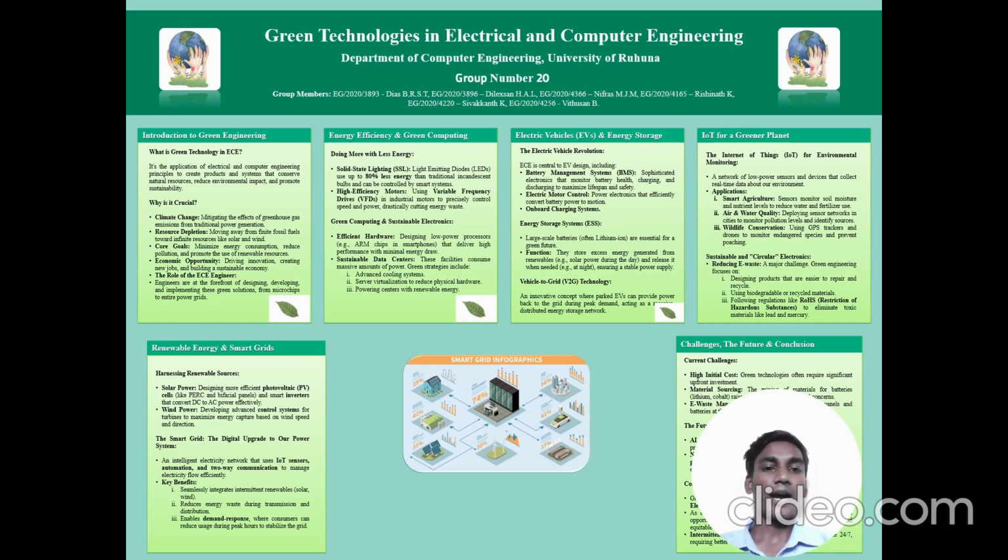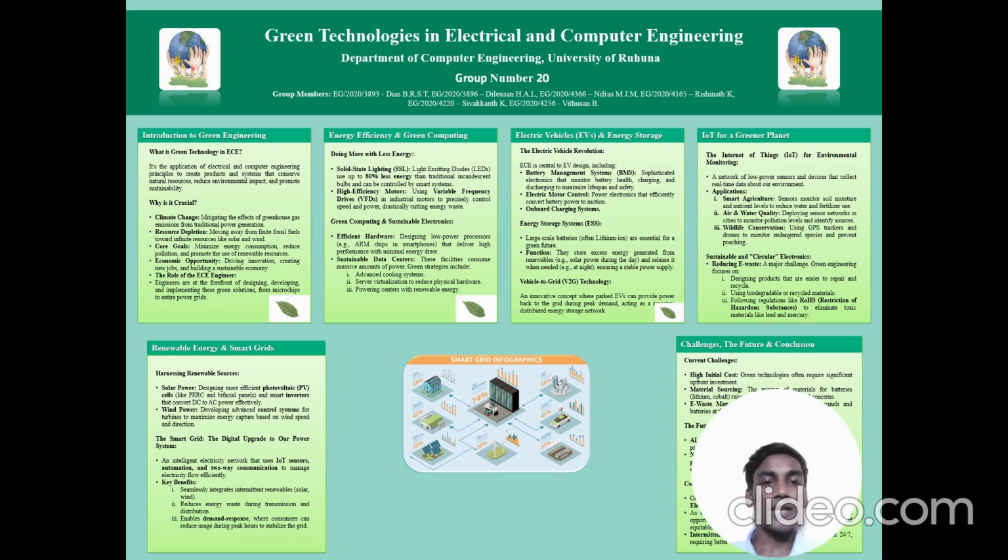In wind power, advanced control systems help turbines adjust to wind speed and direction, so they can generate the maximum energy possible. Now, to manage all this clean energy, we use the smart grid, a digital intelligent electricity network. It uses IoT sensors, automation, and two-way communication to control electricity flow in real time.